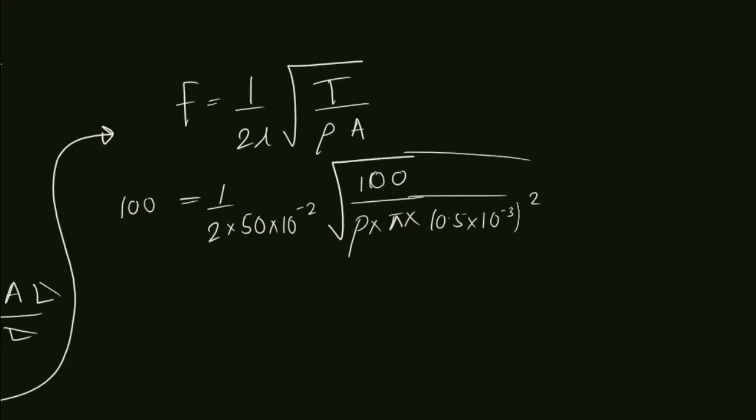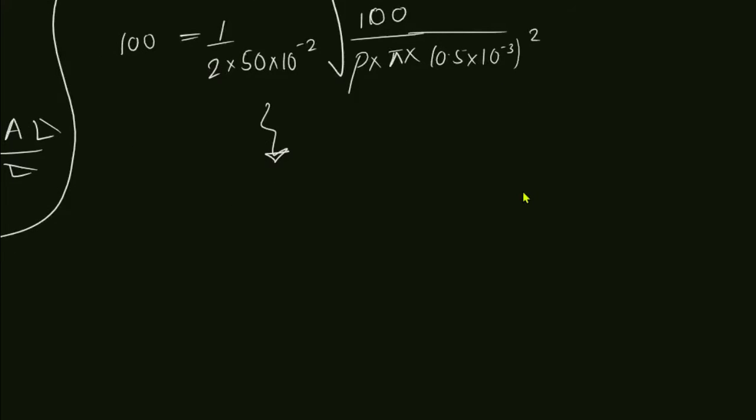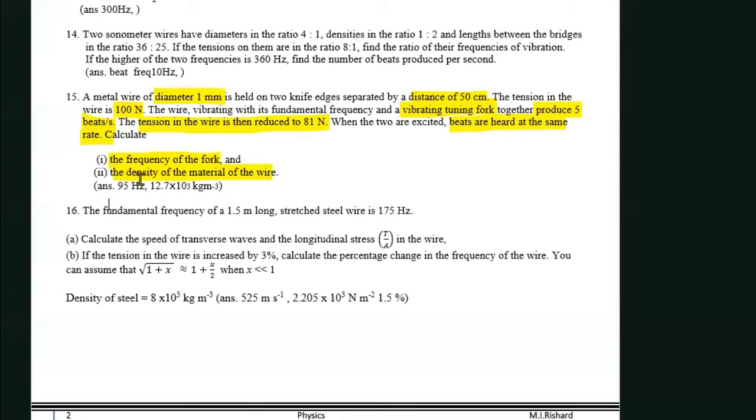So you have to simplify this. For simplification, of course, you have to square both sides, the left and the right, and then you can come up with the answer. The answer will be rho equal to 12.73 into 10 to the power 3 kilograms per cubic meter. So that would be the answer. Okay, that's given. Let's go for the next question.